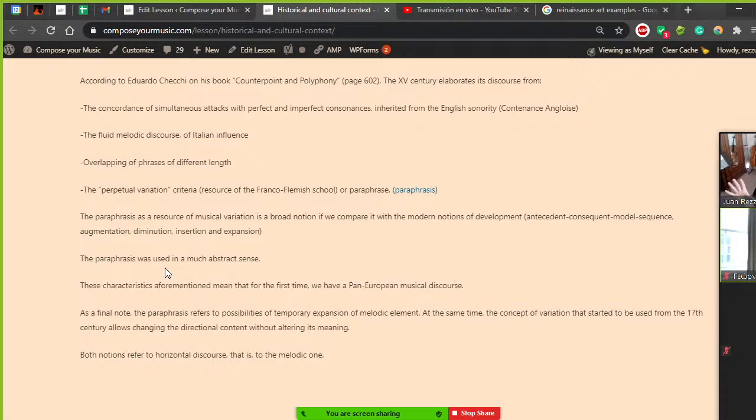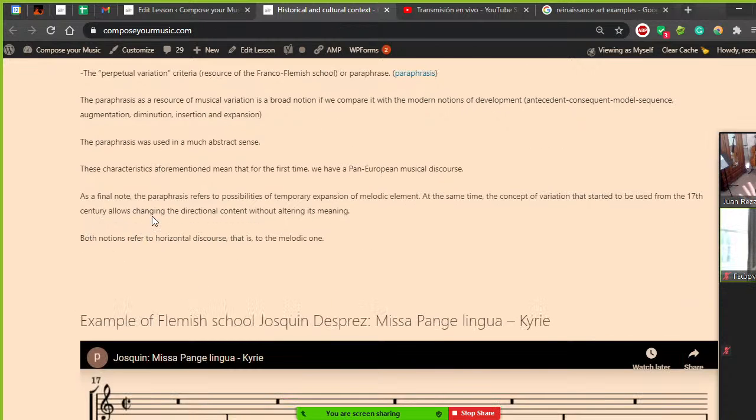Remember the printer also helped. So the various things that connected favored this. So we start to see that it was kind of a Western European style. It started to be developed very slowly. As a final note, the paraphrasis refers to the possibility of temporary expansion of melodic elements.